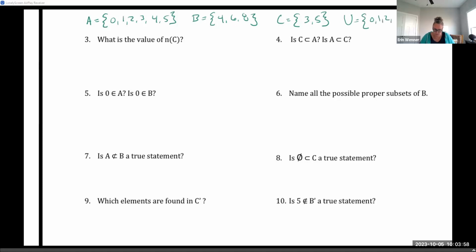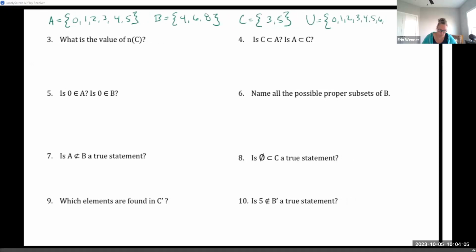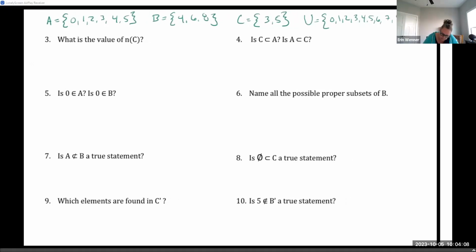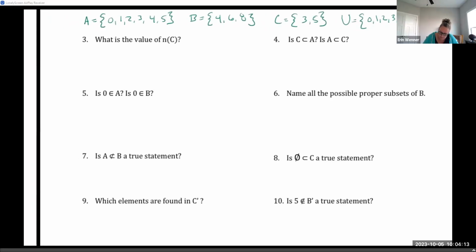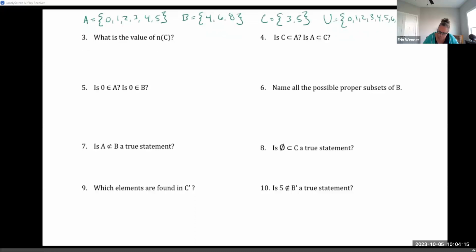Okay, so number 3 says, what is the value n of C? What does that mean? Well, remember, n of C is saying how many elements are in C, right? That's the question. So if we look at set C, C is equal to the set that contains the numbers 3 and 5, okay?